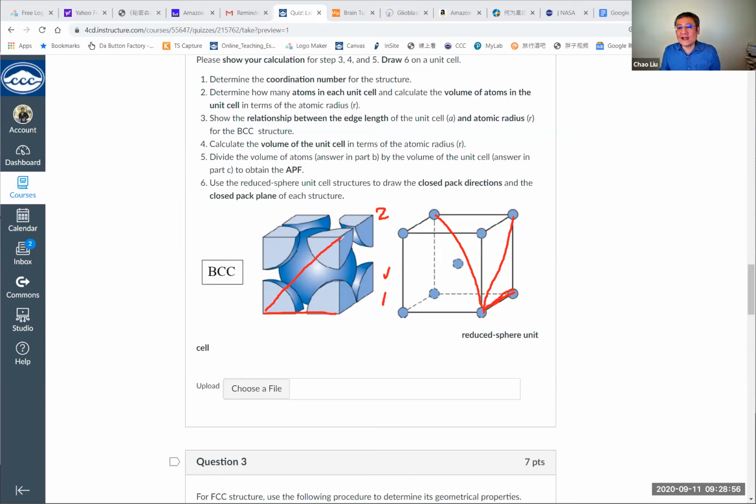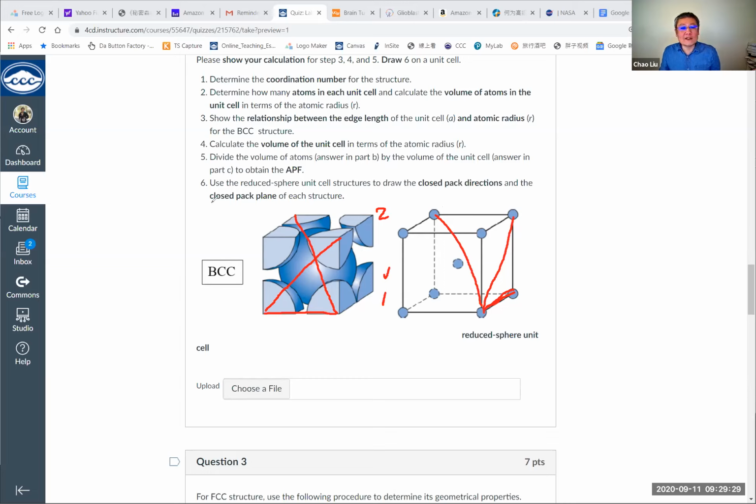But is there any other direction that will be even more dense? Yes, from the corner across the cube. If you go diagonal, this one is more dense. Okay, so that's what we mean by the close packed direction. Now, once you see this one is more dense, you draw the line and point out that one is the most dense direction. So this one will be the most dense direction.